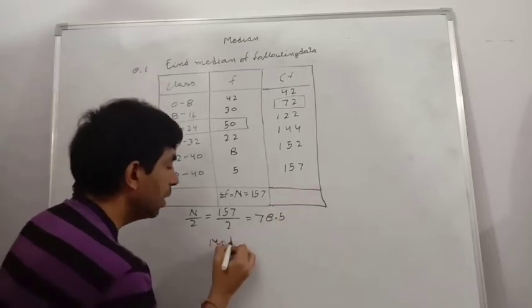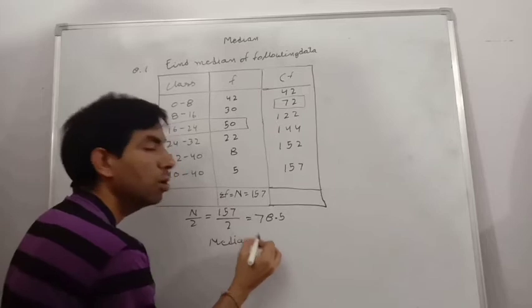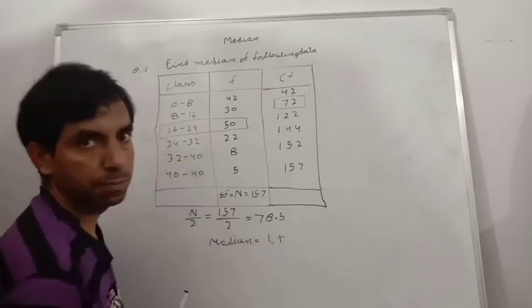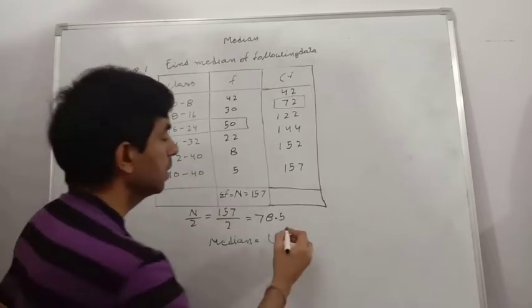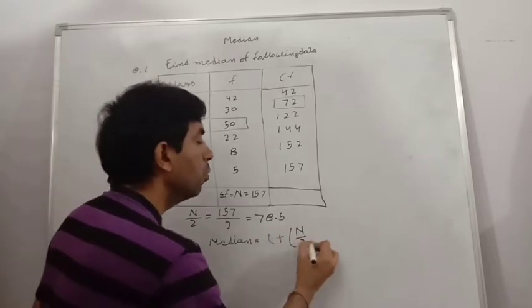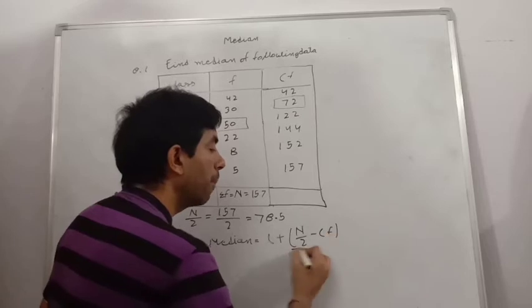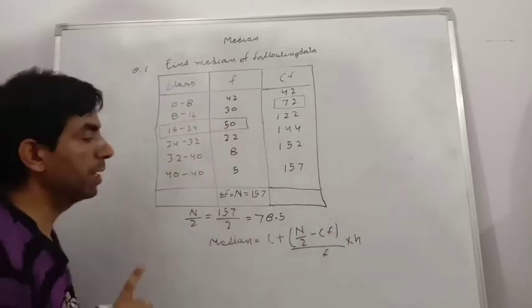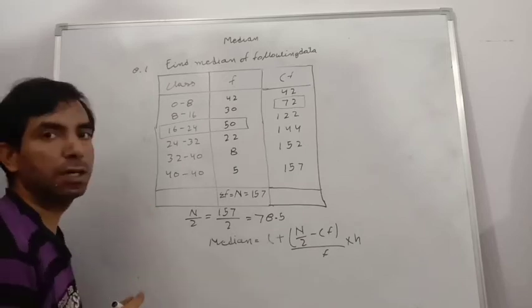Let's take the median formula for a grouped frequency distribution table. That is L plus, in brackets, n upon 2 minus CF upon F, multiply H. That is the formula of the median in a grouped frequency distribution table.